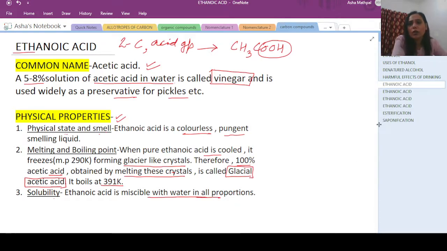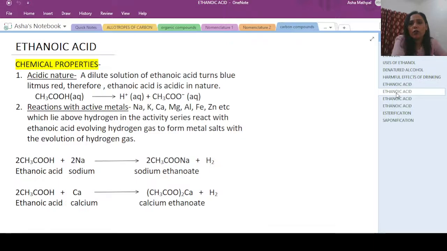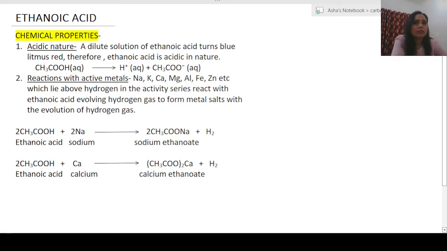Now let us go and see the chemical properties of ethanoic acid. The first chemical property is the acidic nature of ethanoic acid. If we dip a blue litmus paper in the dilute solution of ethanoic acid, it will always turn red, proving that it is acidic in nature.